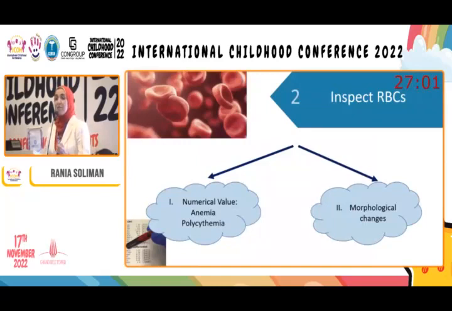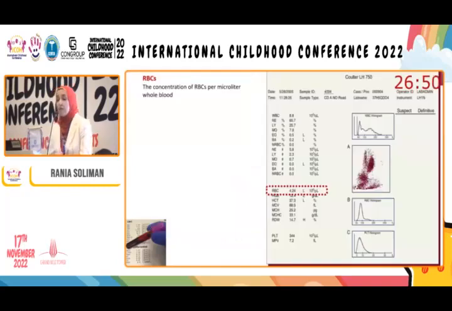And let me highlight something which is very important. You need to look at two things, the numerical value and then the morphological changes. The first number you have in the RBC indices is the RBC count, which is analogous to the white blood cell count. And it is the concentration of the RBCs per microliter of whole blood. Let me stop here and ask you a question. Is this the most important number you need to look at in the RBC indices?